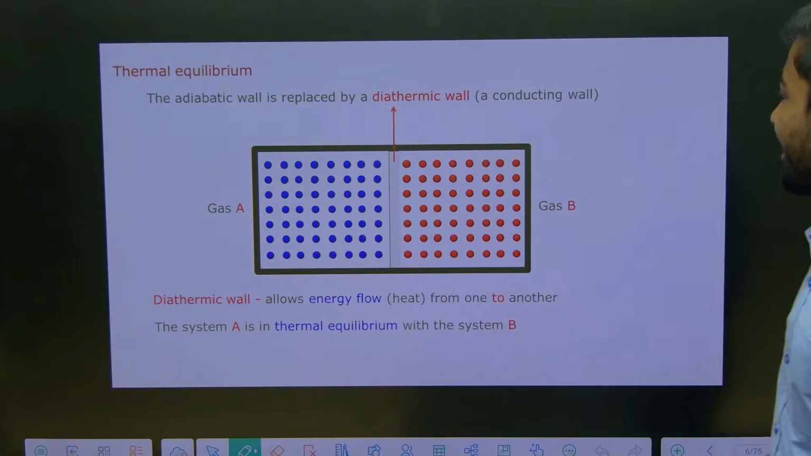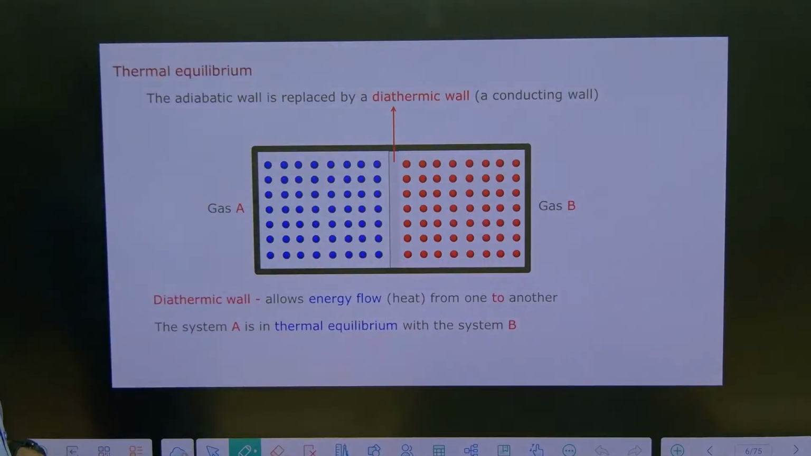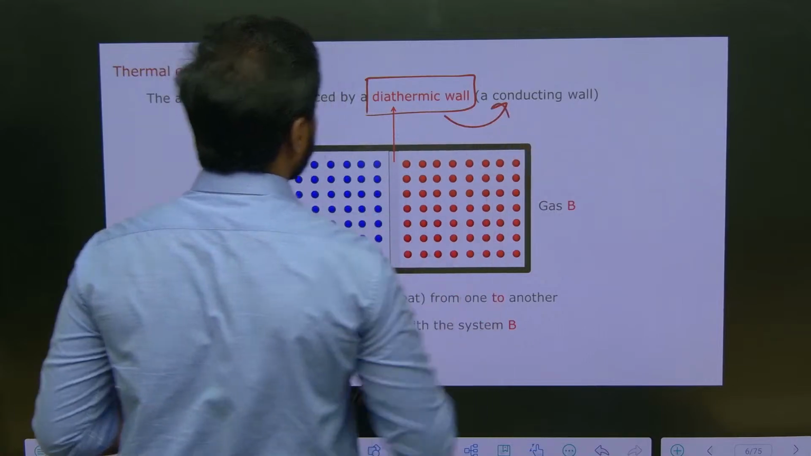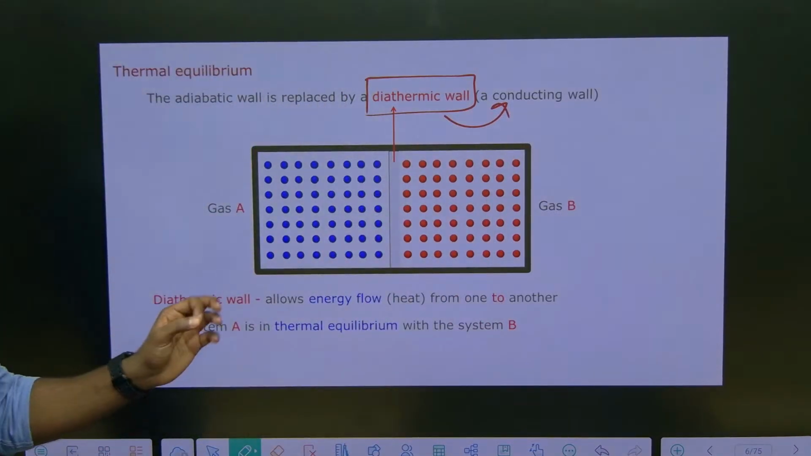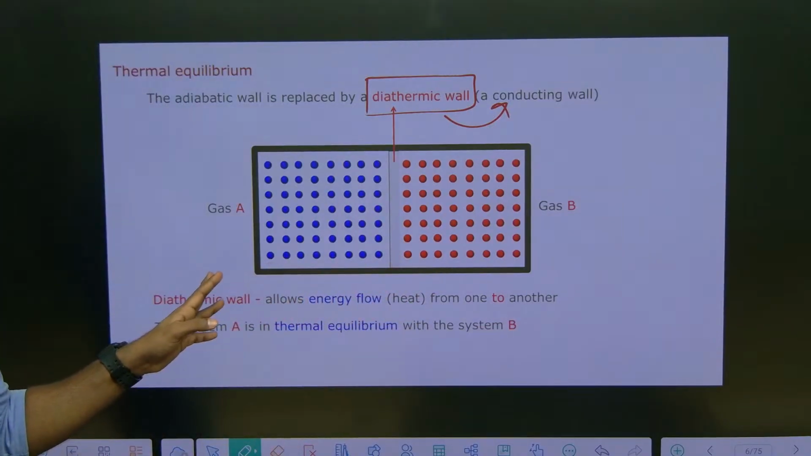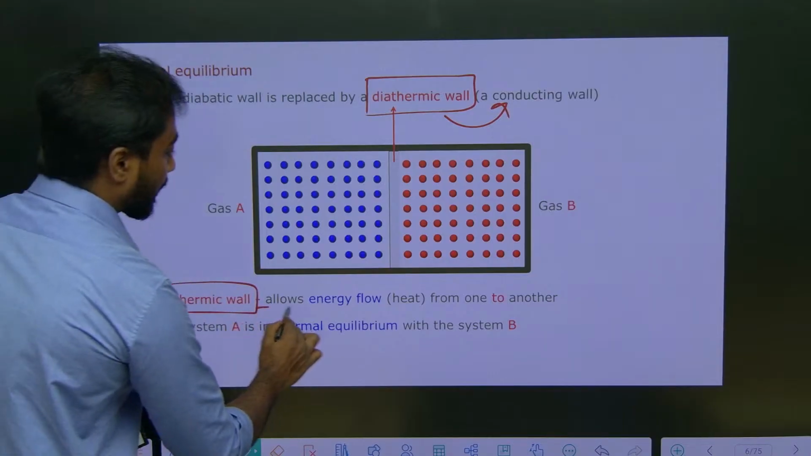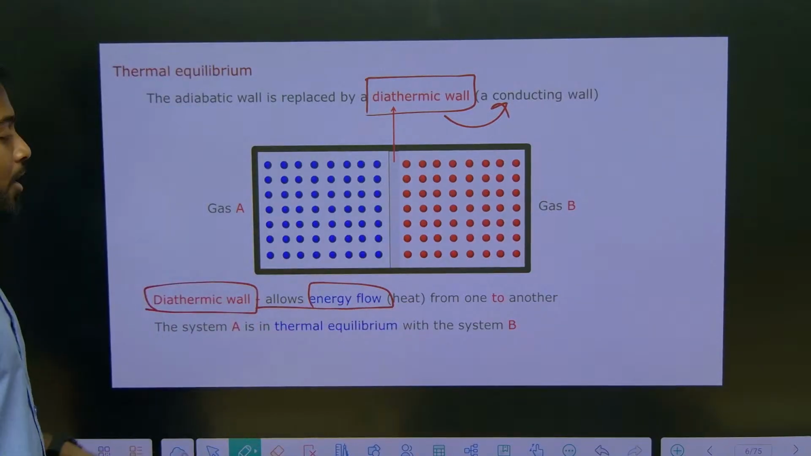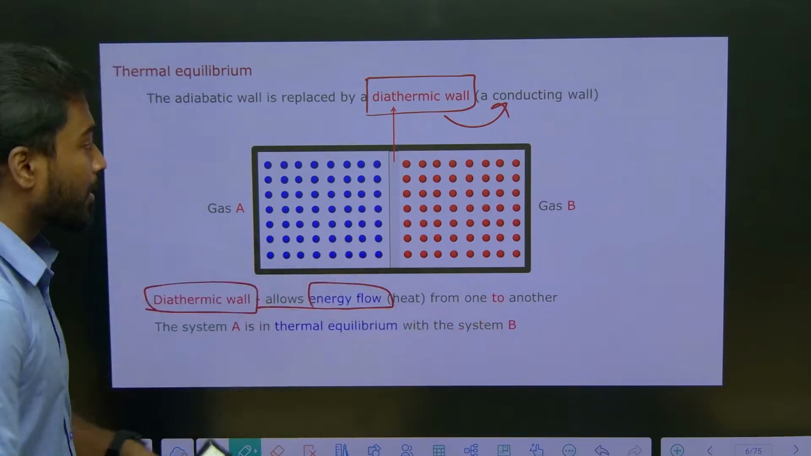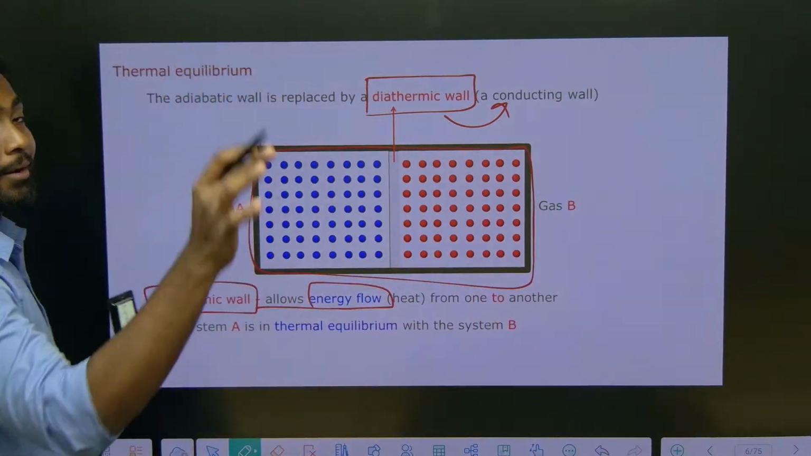If I take a diathermic wall, which means a conducting wall, then obviously heat flow will be there. A diathermic wall allows heat energy to flow from one to another. System A is in thermal equilibrium with system B. Now what happens? The total system is in thermal equilibrium.